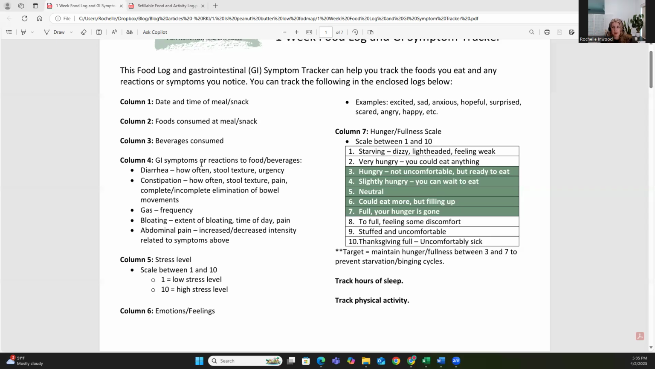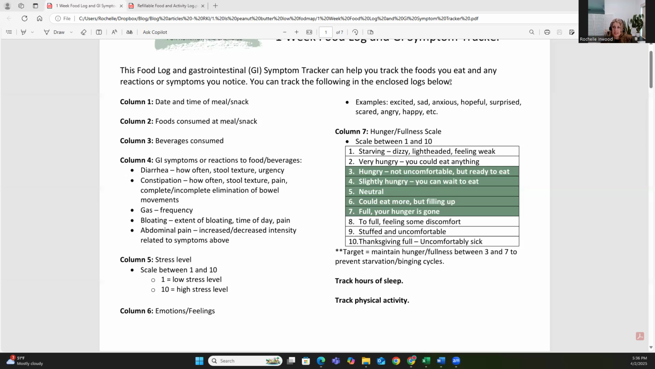Column 5 is all about stress. As we know, for folks, particularly those that have IBS, stress can be a huge factor because our mind and our gut are so connected that if we are stressed, they are talking to each other. And if we are stressed, that can lead to a lot of the GI issues that they may experience. So for this document, we are using the 1 to 10 scale, 1 being low stress and 10 being high stress. Then for column 6, emotions.